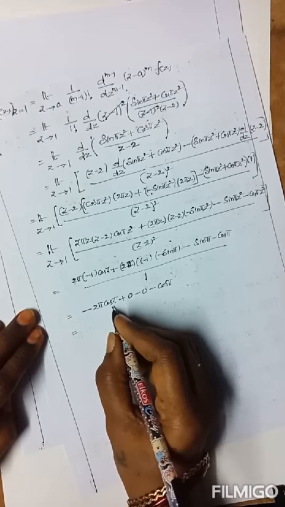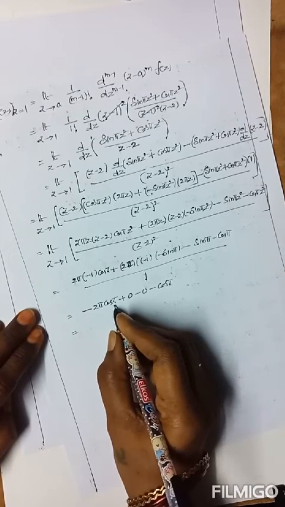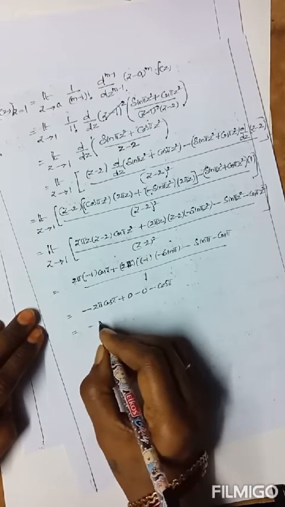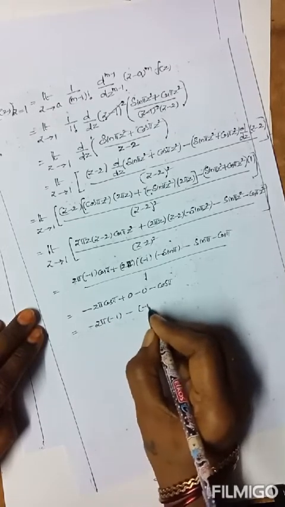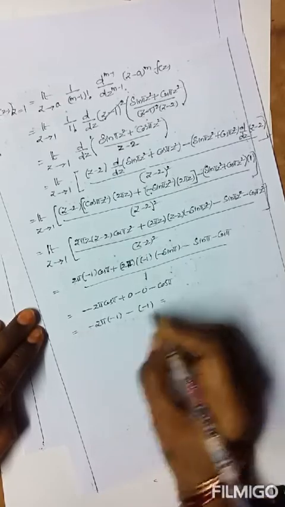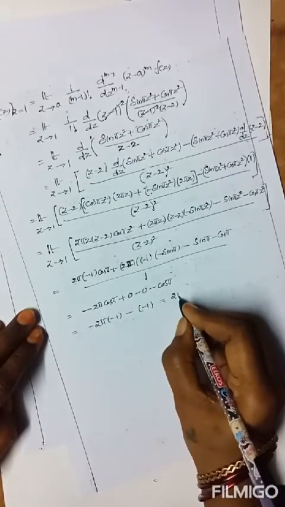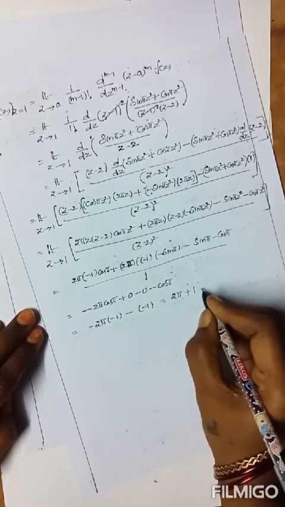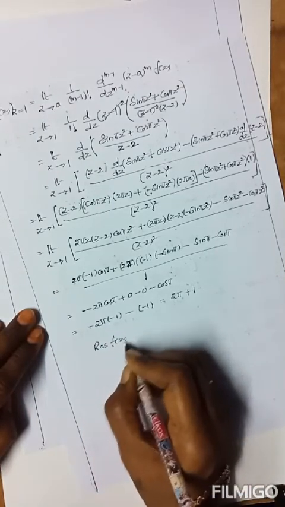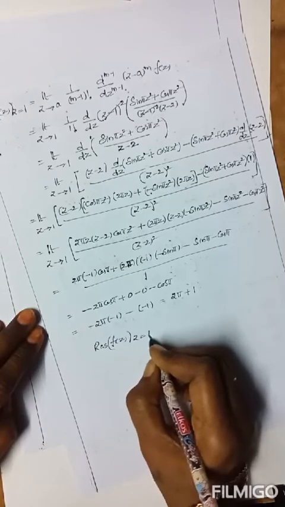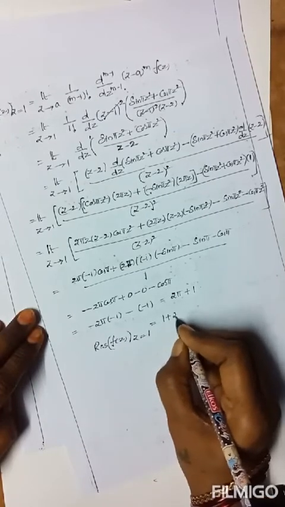That equals minus 2 pi cos pi. Cos pi is nothing but cos 180, which is minus 1. Minus of minus 2 pi, so minus 2 pi times minus 1 is 2 pi, and minus of cos 180, minus of minus 1, is plus 1. Totally here it is 2 pi plus 1. The residue of f(z) at z equals to 1 is 1 plus 2 pi.